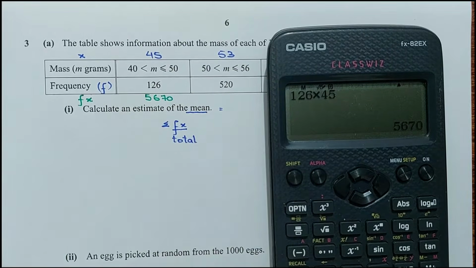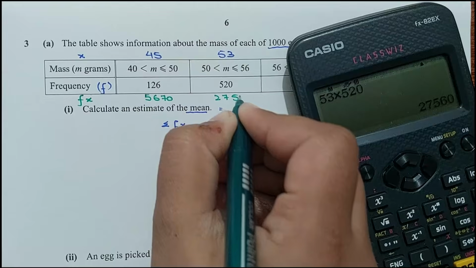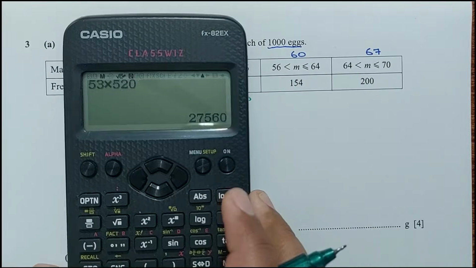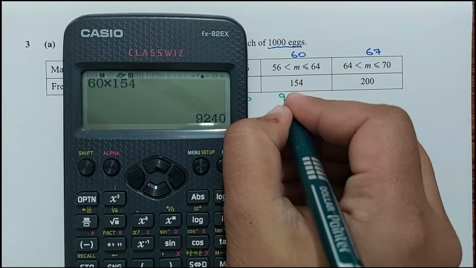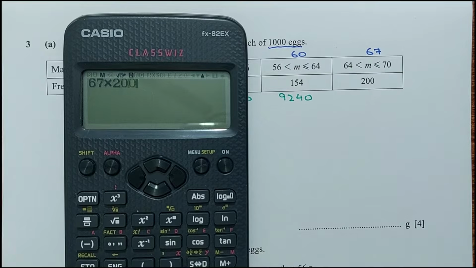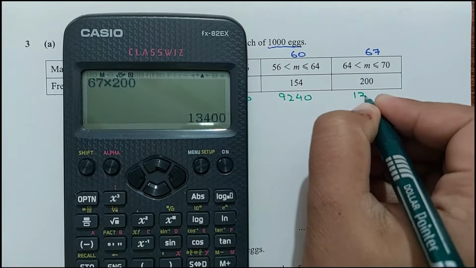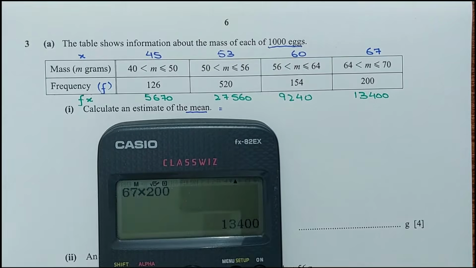5670. 53 times 520, 27,560. The next is 60 times 154, 9,240. 67 times 200, 13,400. Let me do the sum of fx.